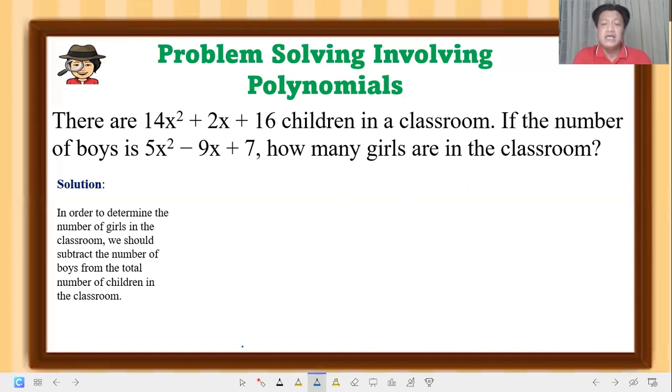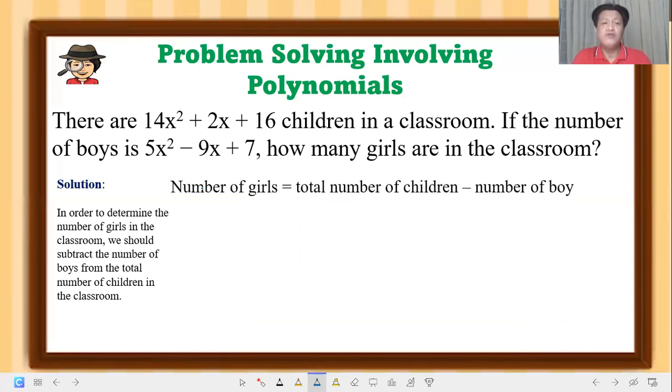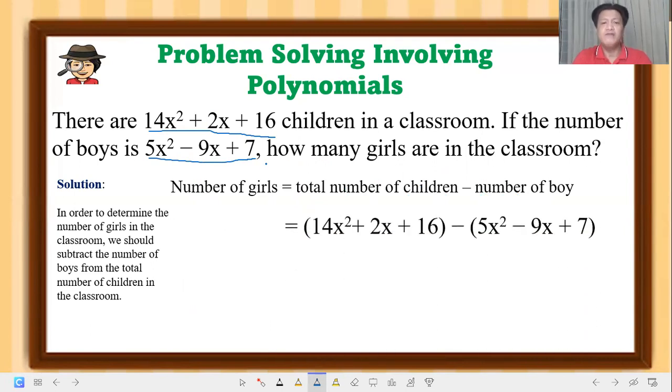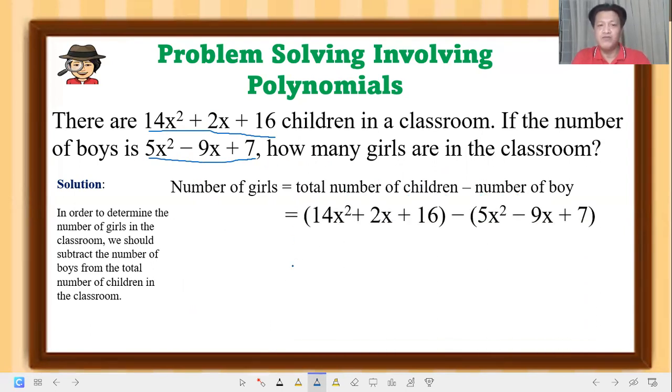Ibig sabihin yan, ang ating magiging solution for that number of girls is equal to total number of children. Okay, ano yung total number of children natin? This is 14x squared plus 2x plus 16 minus the number of boys. Okay, ano yung given natin sa number of boys natin? Ito yon. Okay, 5x squared minus 9x plus 7. Okay, therefore, we have to substitute to get the number of girls. So we have this 14x squared plus 2x plus 16 minus 5x squared minus 9x plus 7.